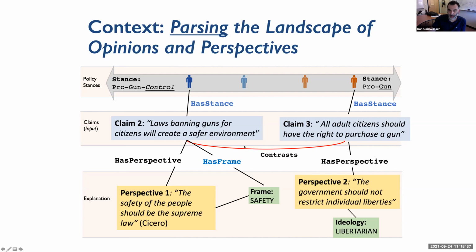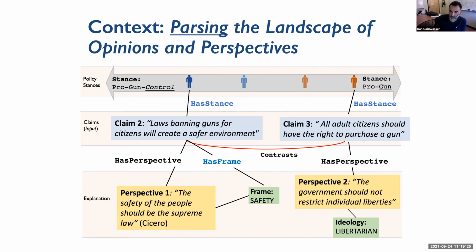For example, by saying this claim, laws banning guns for citizens will create a safer environment, frames the topic of gun control as an issue of safety. I can also have another explanation by looking at the ideology underlying certain arguments. I can identify texts that share the same perspective, and so on. So we view this as a neuro-symbolic representation because we have symbolic explanations. For example, the frame of safety is a symbol I can associate with some of those claims. And all of these things are represented in a distributed space, allowing me to determine the similarity between them and make predictions.